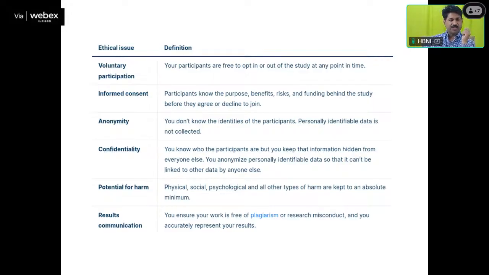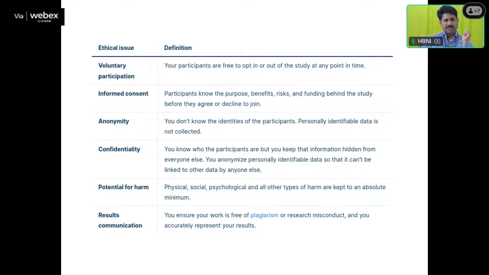And also potential to harm. There is a possibility of potential to harm that may be physical, that may be social, that may be psychological, and all other types of harm are kept to an absolute minimum. So we'll try our best that during this type of research, by applying various ethical issues, this type of harm should be as low as possible.